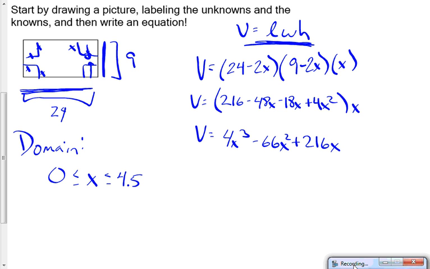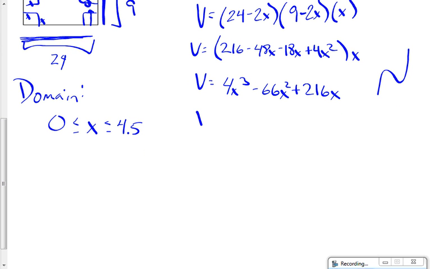Let's go ahead, and now we have that volume equation simplified as a polynomial. It's a cubic polynomial, so don't forget about what you know about cubic polynomials. It's a cubic polynomial with a positive lead coefficient. It probably does something like that. Let's do V prime. 4x cubed, the derivative of that is 12x squared. This gives us 66x squared, gives us 132x, and that gives us 216.